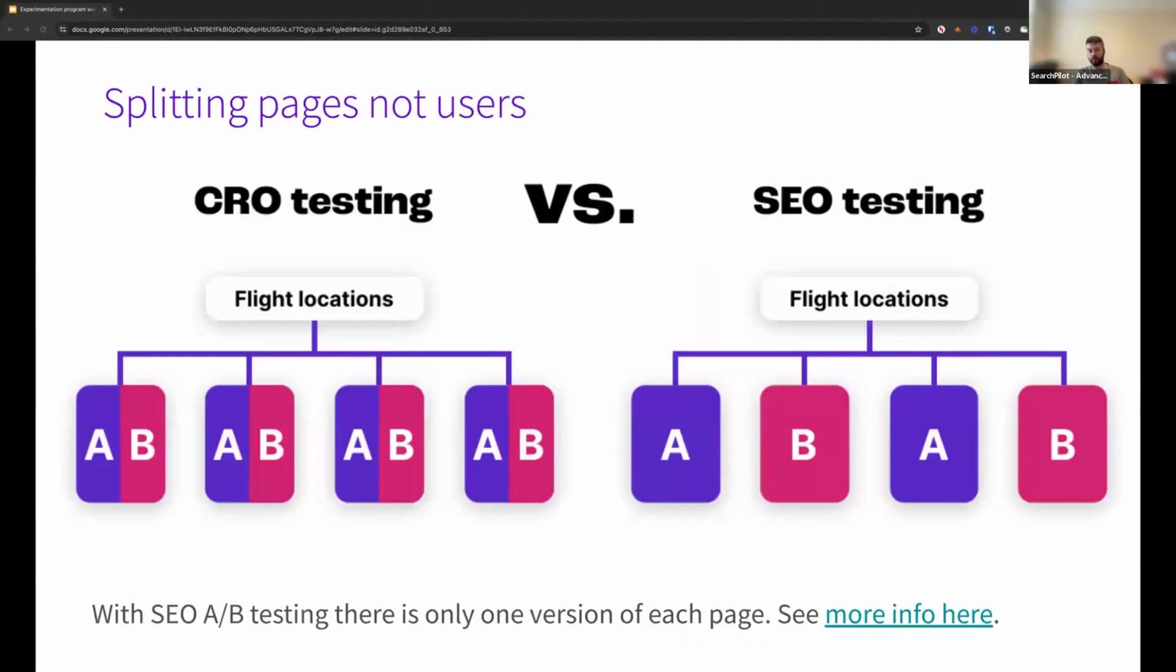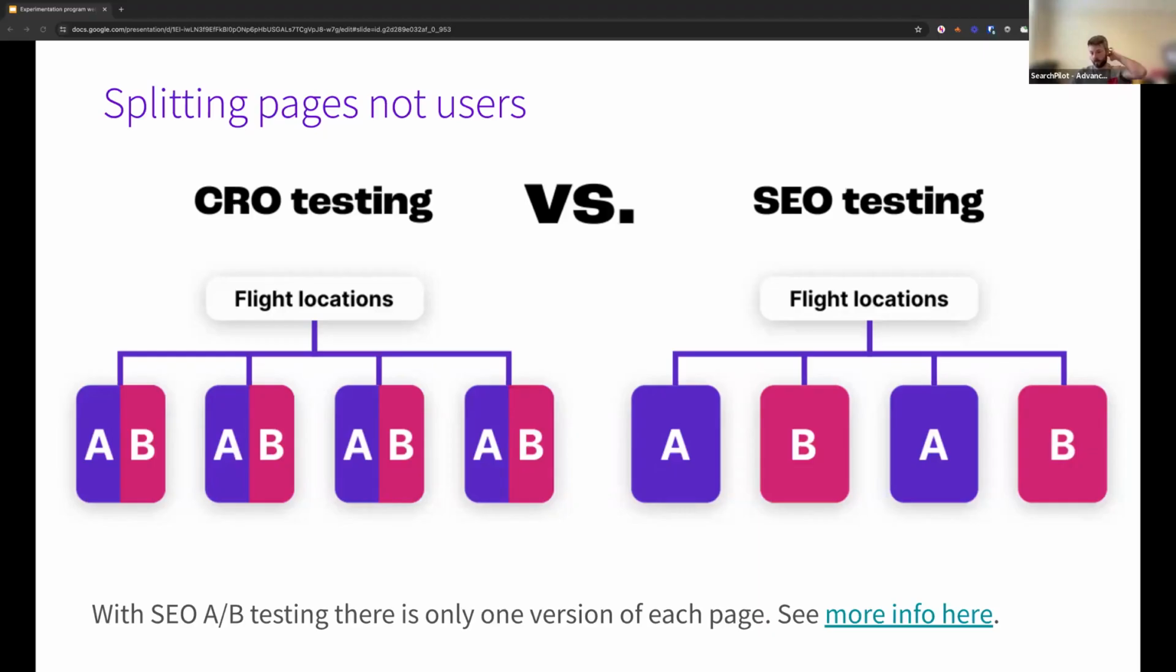This is different from traditional CRO testing that some people might be more familiar with, in which each page has an A and a B version, and each user coming to the website could be bucketed into either the A group or the B group. That user will then always be an A for that test or always be a B for that test, and see that version of every page within the test.